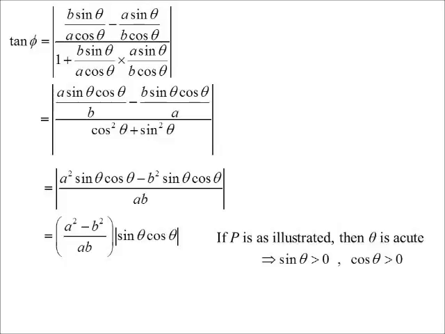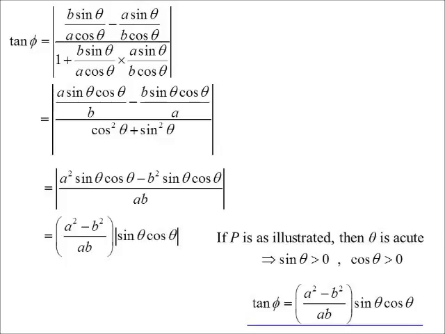That's where I think I need to point out, well, if P is as illustrated, then I know theta is acute. But remember, P was just any random point. So had it been somewhere else on the ellipse, theta might not have been acute, and then it wouldn't have worked because I would have got negative sine theta cos theta. So that's why I've got absolute value. But now, the reason I can get rid of the absolute value sign is because I know sin theta and cos theta, if it is as illustrated, would both be positive. So there's tan phi.